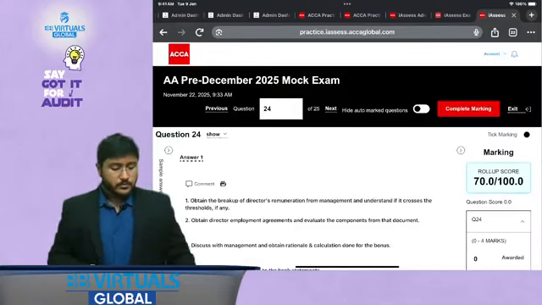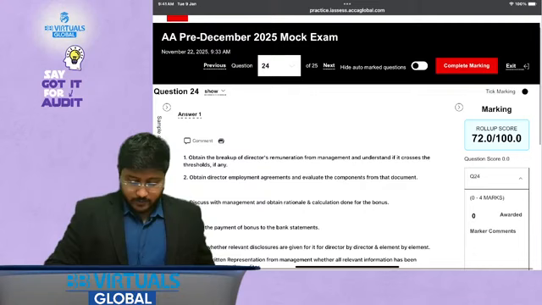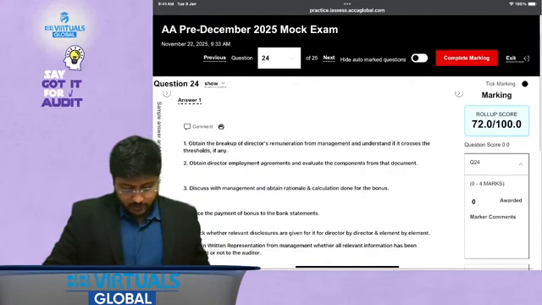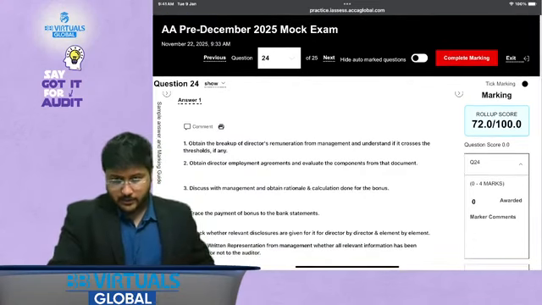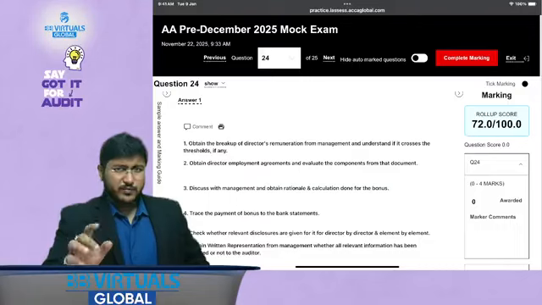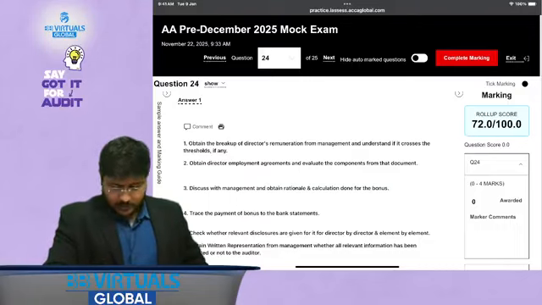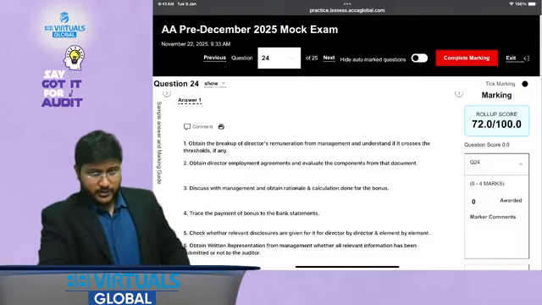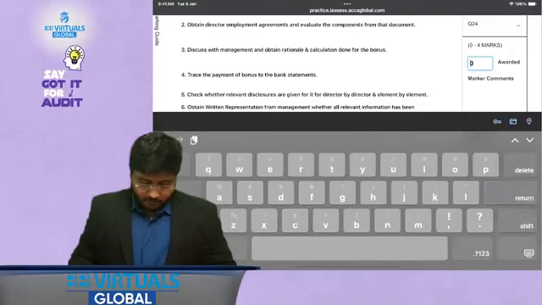Then obtain the breakup of directors' remuneration from management and understand whether it crosses the threshold. See, the language is somewhat different, but the points, trace the payment and everything, are matching entirely. Again 2 marks.